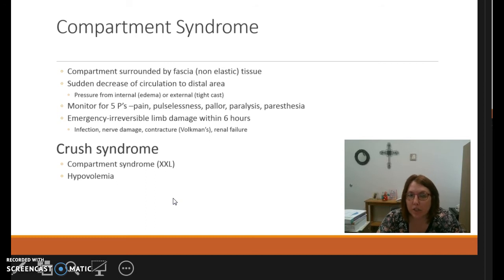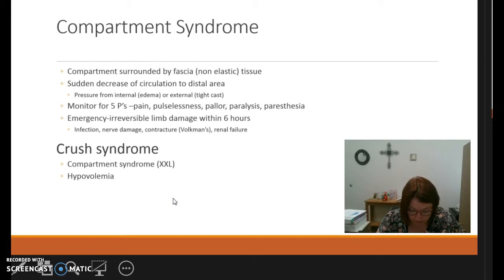Compartment syndrome: the compartment is surrounded by fascia, which is a non-elastic tissue, and patients will complain of sudden, severe pain in that area. The pathophysiology behind it is a sudden decrease of circulation to the distal area. They'll have pressure from internal swelling, so it'll feel like the cast is too tight. With our assessment, we have to monitor the P's: pain, pulselessness, pallor, paralysis, and paresthesias. It's an emergency. Irreversible limb damage can occur within 6 hours.